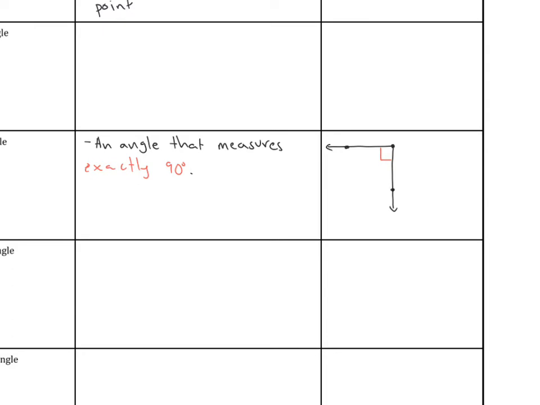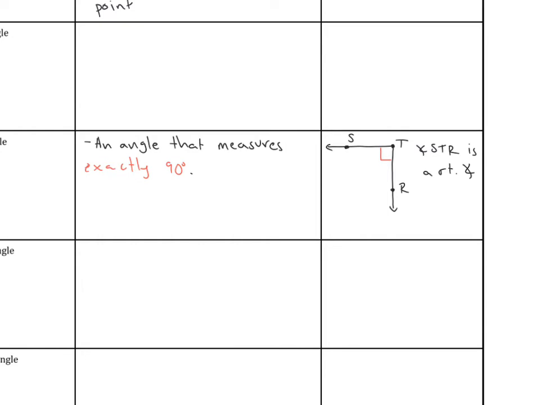Let's go ahead and call this angle S, T, and R. So we have that angle STR is a right angle. I will abbreviate that with the right angle symbol. Again, the important thing to note is that a right angle measures 90 degrees.